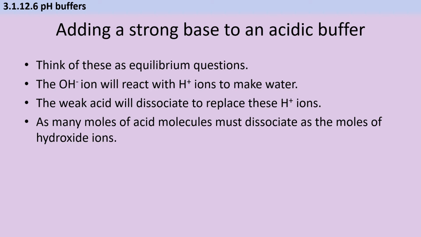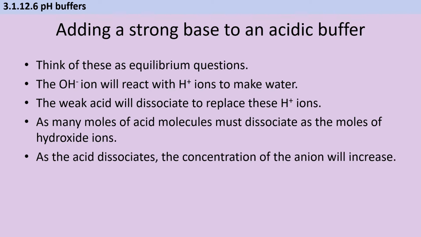Now, in terms of numbers, for every one hydroxide ion that you add, that's going to be responsible for the removal of one hydrogen ion. And that one hydrogen ion is going to come from one acid molecule. So for every mole of hydroxide ions that you add, we're going to dissociate 1 mole of weak acid in order to replace the hydrogen ion. Now the weak acid is made up of the hydrogen ion but also an anion. So as the weak acid dissociates, we replace the hydrogen ions that have been removed by the hydroxide ions, but we also produce new anions at the same time.